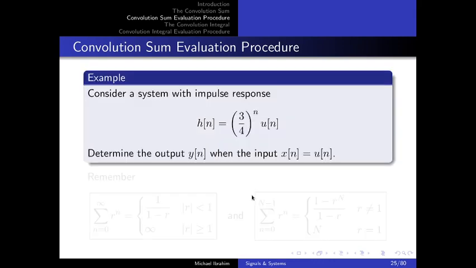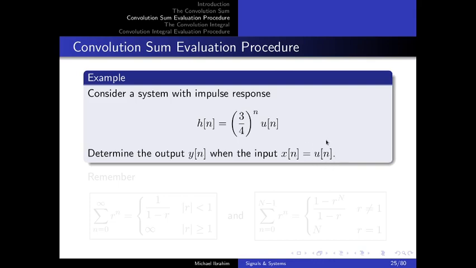Example. Consider a discrete time system whose impulse response is (3/4)^n u of n. And we need to determine the output y of n when the input is u of n. Or equivalently, I can ask you to find the step response of the system. The step response of a system is the output that comes out of the system when the input applied is a unit step u of n.